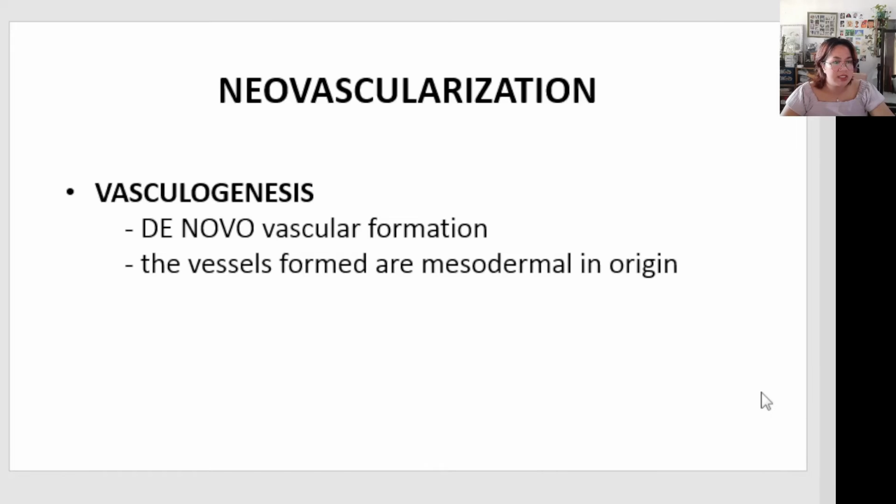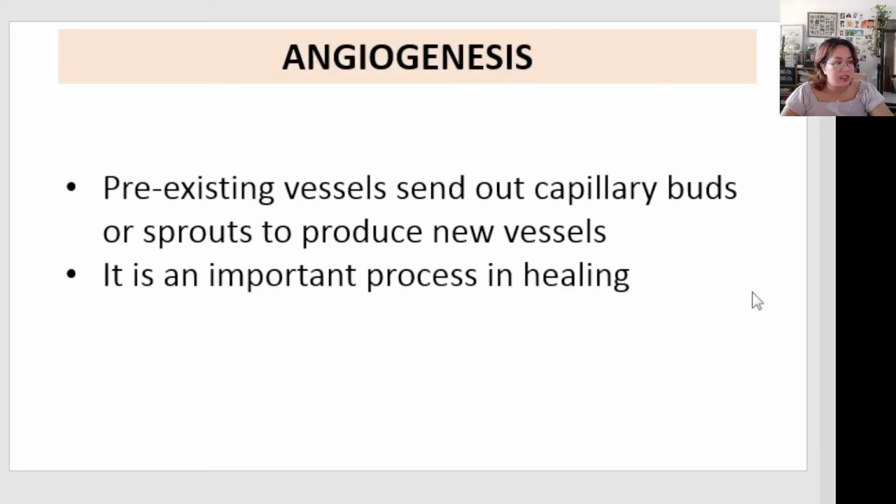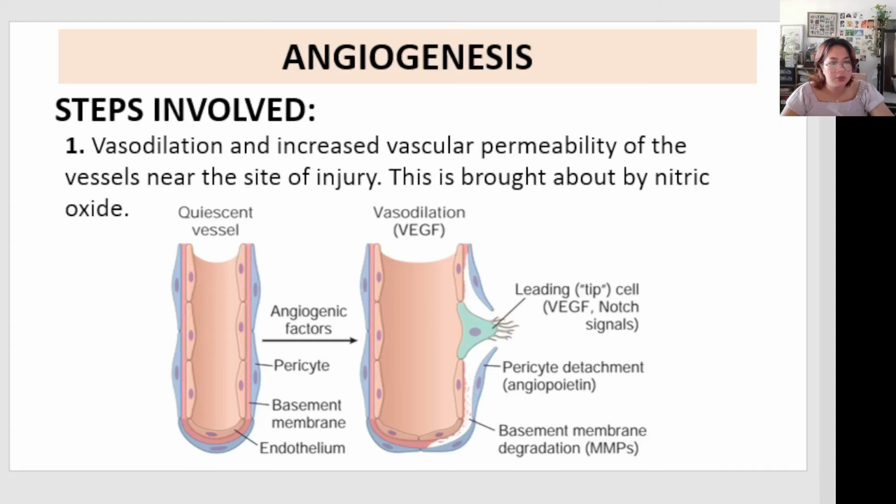And angiogenesis is the process of new blood vessel development from existing blood vessels. Pre-existing vessels send out capillary buds or sprouts to produce new vessels. This is also an important process in healing. Aside from healing, it is also involved in growth of tumors. So, after knowing the difference between the two, let us now discuss the three important steps of repair by connective tissue, namely angiogenesis, fibrosis, and scar remodeling.